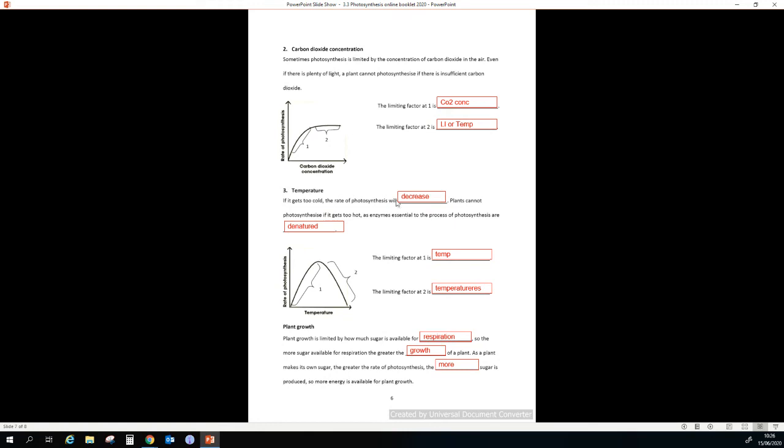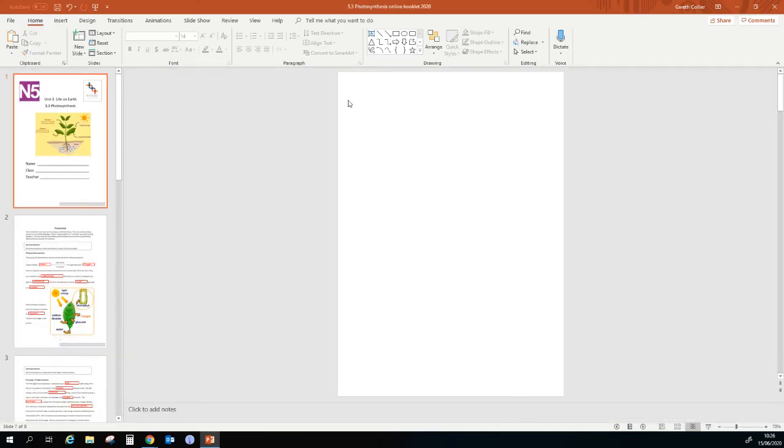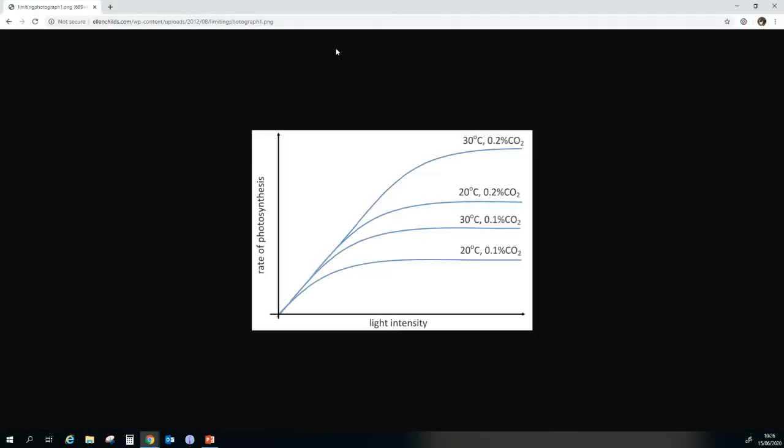One thing I just wanted to point out, so we said here it's either light intensity or temperature. If we had a graph like this, if we ignore the top two lines, if we just take the bottom one at the moment, we are increasing light intensity at 20 degrees Celsius and with 0.1% carbon dioxide. Don't worry about the units, degrees and percents, but you can see that over time here, the limiting factor is light intensity. And then at this point onwards, all the way along this line, it's either temperature or carbon dioxide concentration. So previous questions, we've had to say, well, we don't know which one it is.